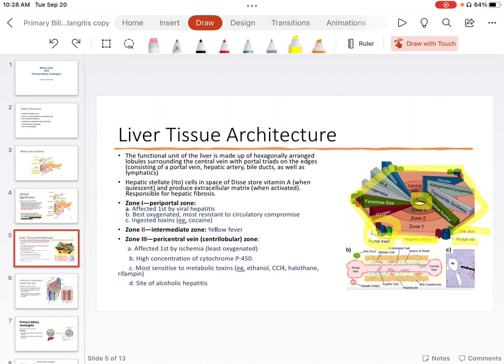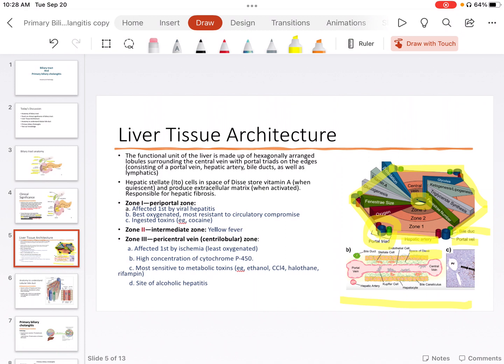So this is a picture of a hepatocyte, and you can see in the picture at the bottom there are hepatic stellate cells in the space of Disse that store vitamin A. These are more clear in this section in the space of Disse.